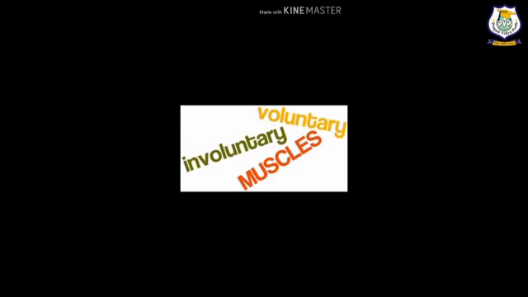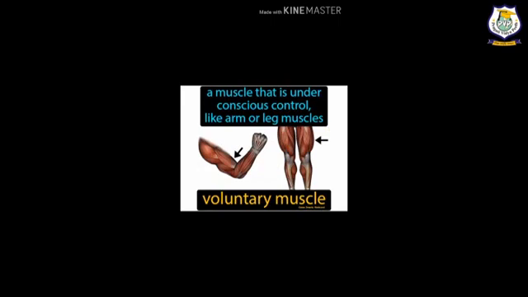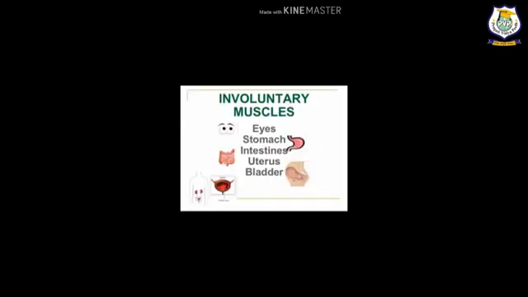Types of muscles. On the basis of their mode of working, muscles are divided into two types: voluntary muscles and involuntary muscles. Voluntary muscles are the muscles which work under our control. We can control these muscles when we want. Involuntary muscles do not work under our control. We cannot control these muscles.